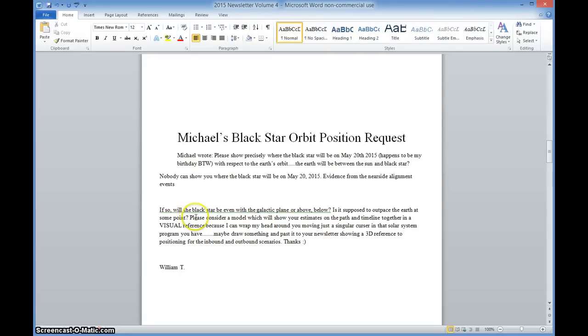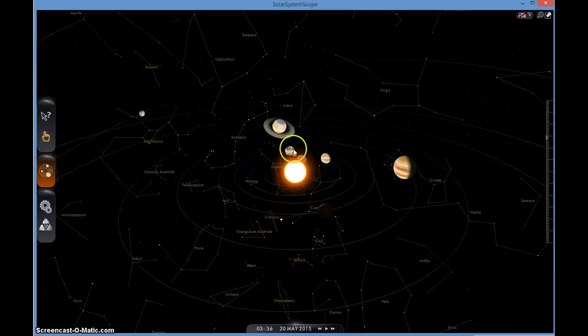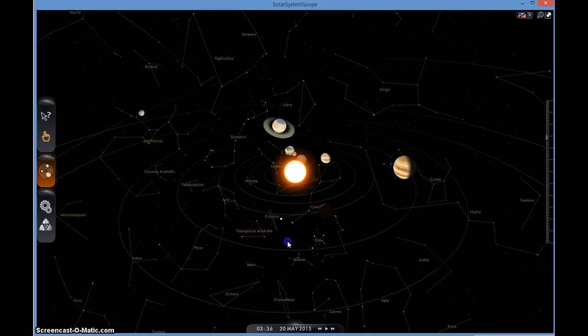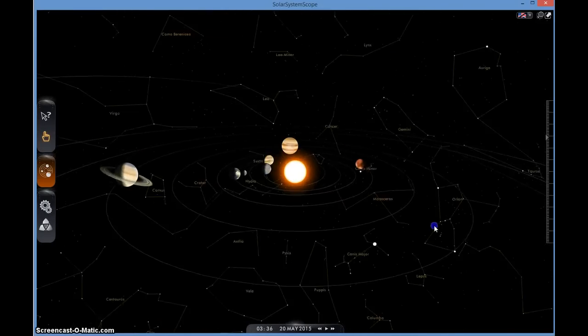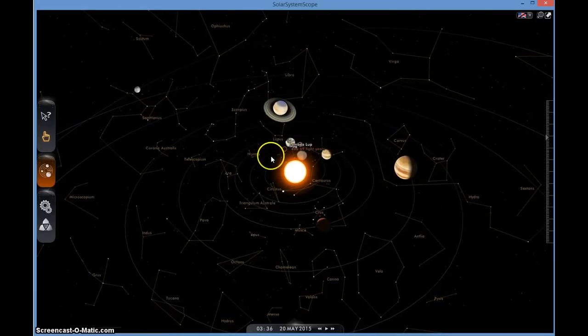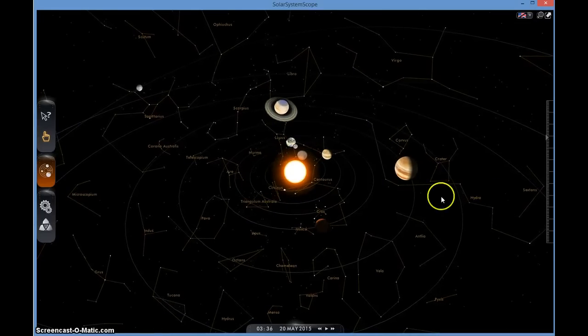Okay. Please consider a model that will show your estimates on the path and timeline together in a visual reference. That's what I just did with this video. So you can wrap your head around it. So you moving a singular cursor in the solar system program you have. This is the best. You want 3D modeling? This is the best 3D model right here. The objects are a little too big, but I'm just showing you the general locations. Where the black star came from, where it's going to cross Earth orbit path, where it's going to reach perihelion, and then where it's going to leave again, crossing Earth orbit path on the way out.